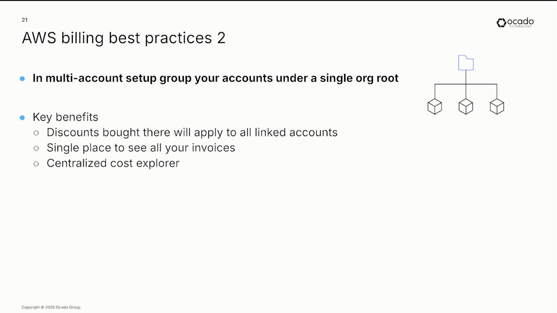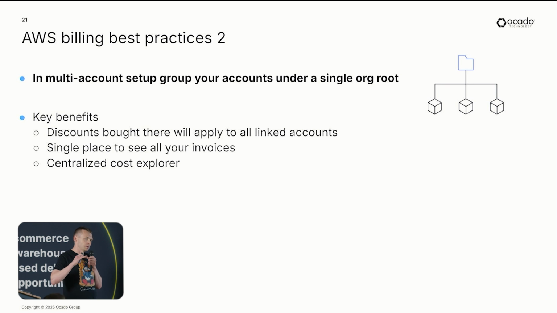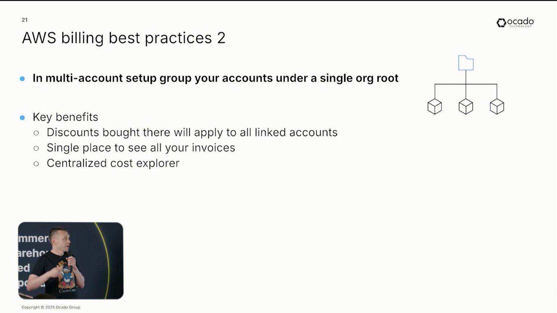Okay, so the tip number 2. If you are in here, you are probably working for organizations which manage more than a single AWS account. You have more than one. So in that case, I would encourage you to look at the AWS organization and tie them all together to a single root account. So the key benefits of that would include that we will later on tell you more about some prepaid services. And if you pay for them on that single central account, it will go down the tree. So it's much easier. It's also a single place to see all of your invoices. And it offers you a centralized cost explorer, a graphical tool I'll show you in a bit.